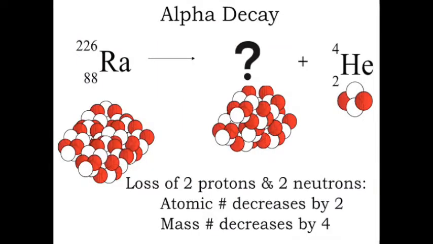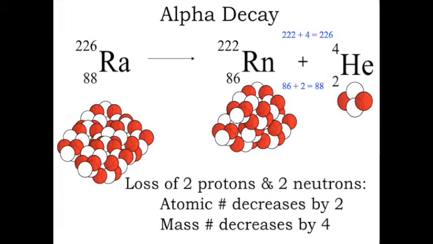When determining a missing particle, you are essentially finding the values of the particle's mass and proton numbers that will balance the equation. First, subtract 4 from the mass number of the parent isotope to determine the mass number of the missing daughter isotope. In this case, 226 minus 4 is equal to 222. Then subtract 2 from the proton number of the parent isotope to determine the proton number of the missing daughter isotope. In this case, 88 minus 2 is 86. Therefore, our missing particle is radon 222.